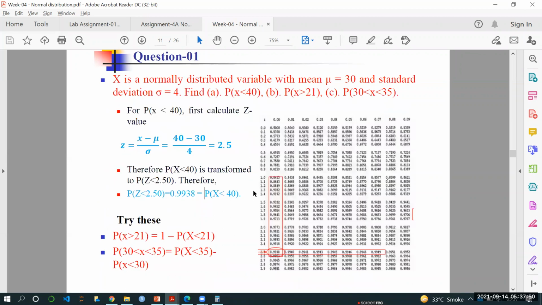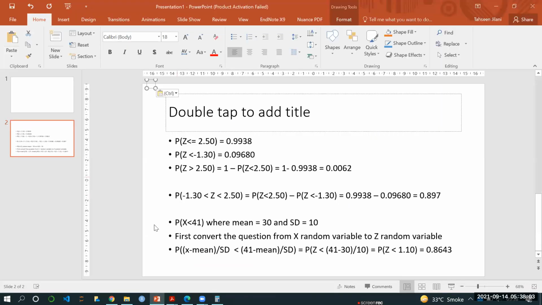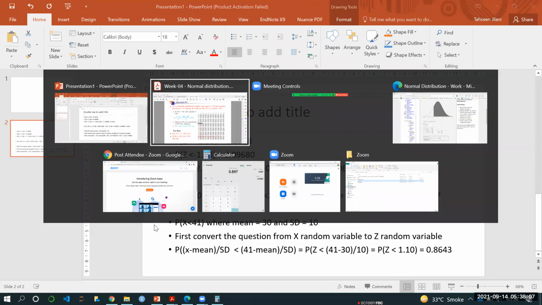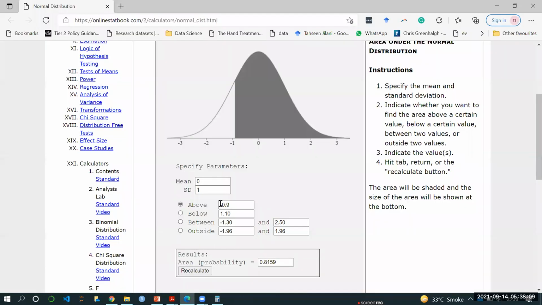I can go to the table. 1.00 is 0.8413 here. 1.0 from here, and the second decimal place from the column, we found 0.8413. And if I go to the online page, 1.00.